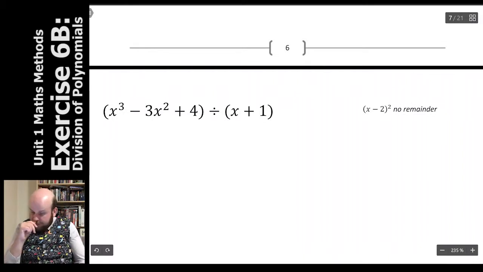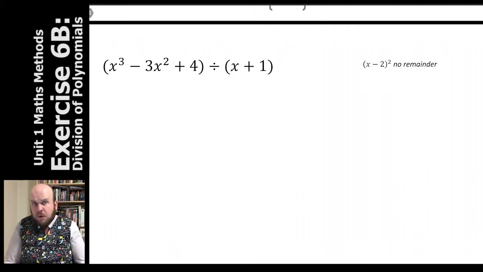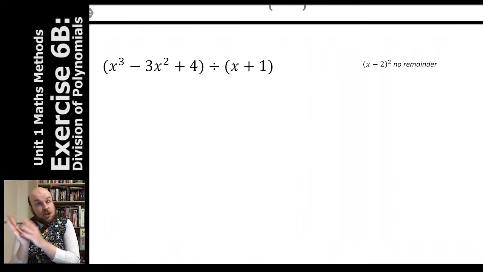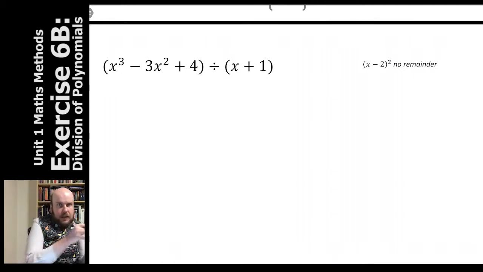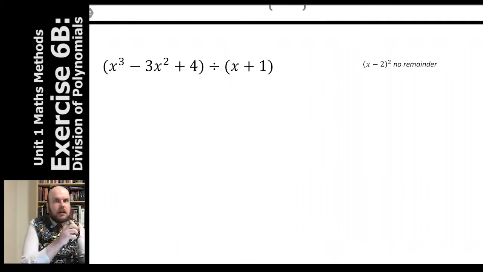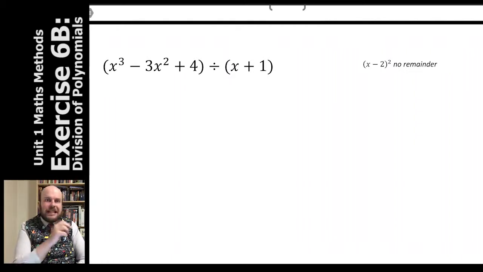Now, here's one. We've got x cubed minus 3x squared plus 4. Before we begin, when you're doing any sort of polynomial division, you need to make sure that every term is there. If you're dividing a cubic, there should be an x cubed, an x squared, an x, and a constant. If there is a quartic, it should be x to the power of 4, and an x cubed, x squared, and x, and so on.